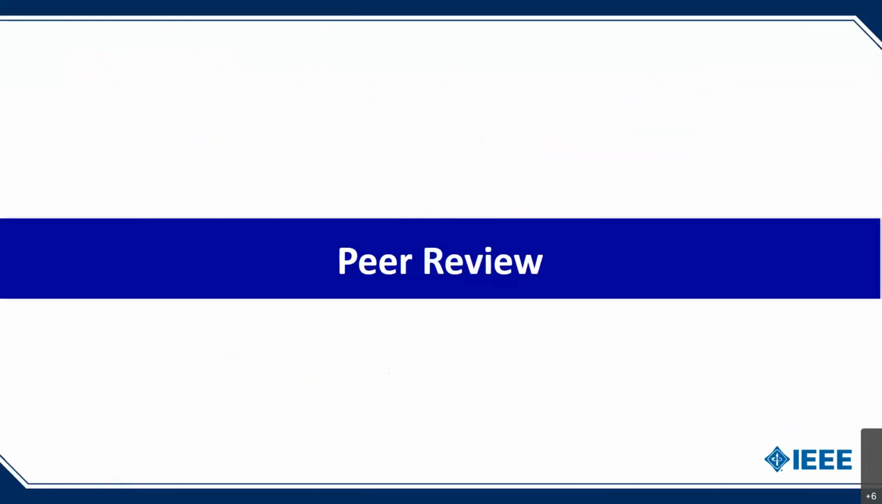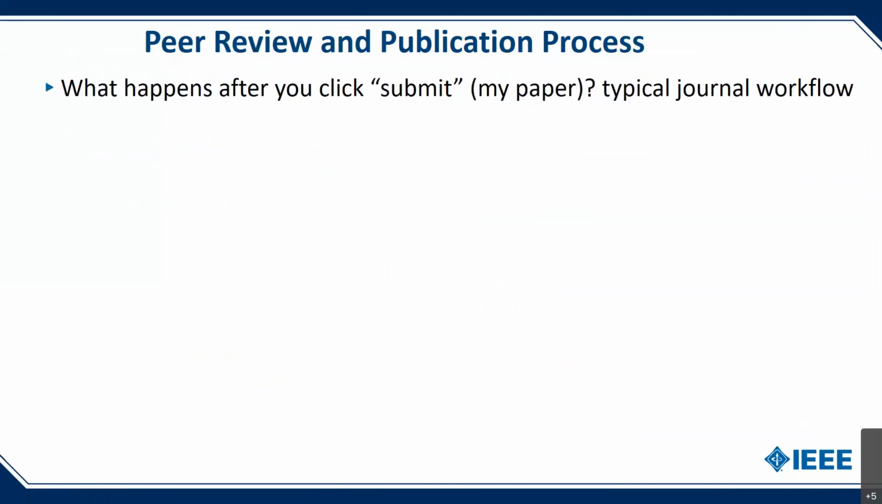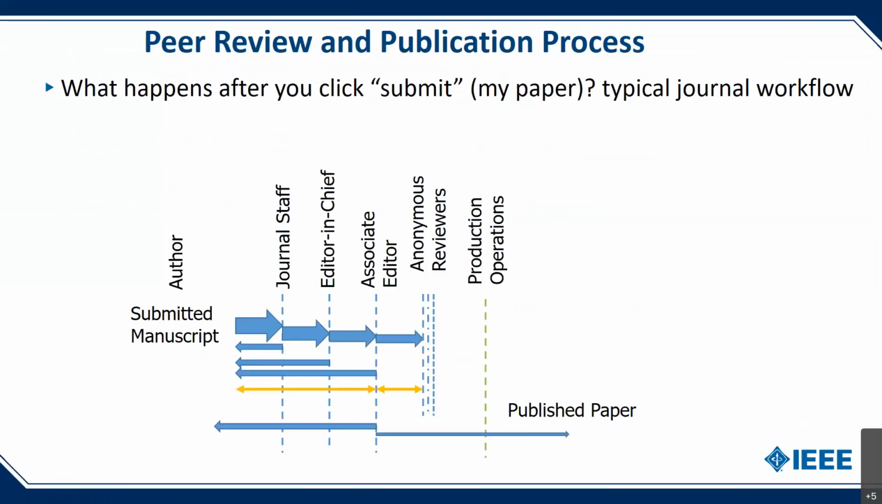Once you've submitted your article, it goes through what is referred to as peer review. And since this is what determines whether your article gets published or not, it's important to try and understand this. So I'll give you an overview of the peer review and publications process. This is what happens after you click submit for your paper in a typical journal workflow. A conference workflow is similar in many regards, but there are also some minor differences.